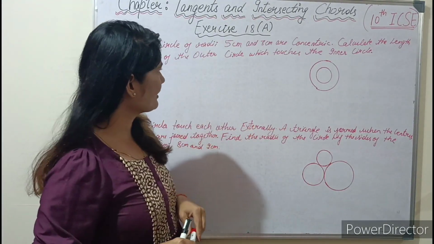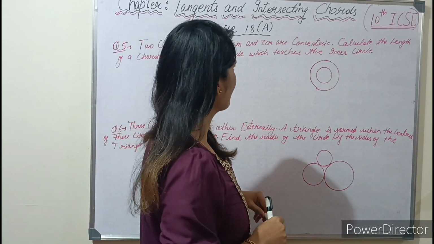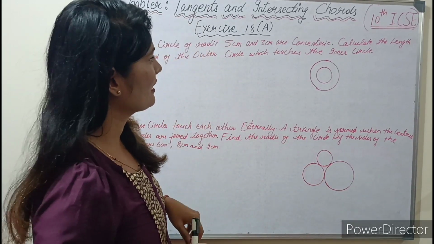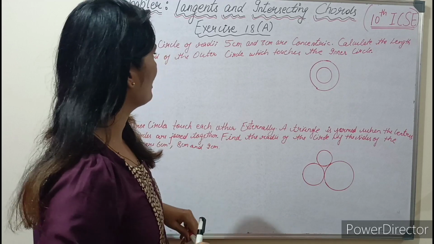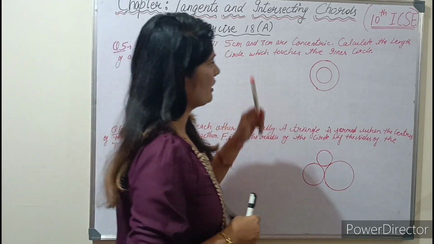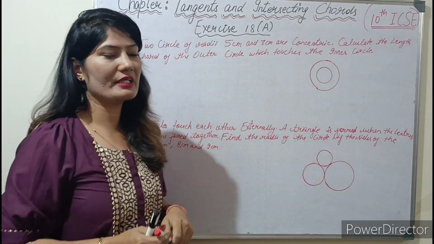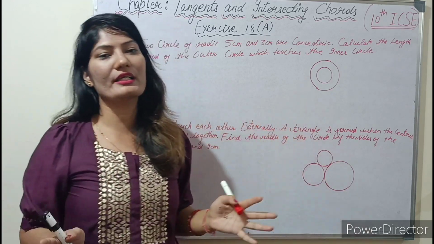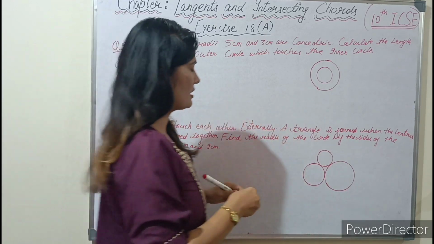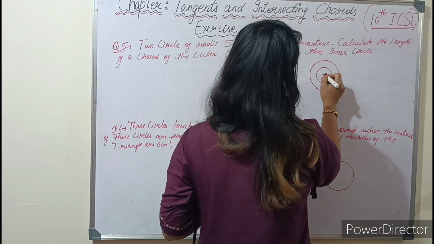Two circles of radius 5 cm and 3 cm are concentric. Calculate the length of a chord of the outer circle which touches the inner circle. So in this case, these two circles are concentric circles. So concentric circles are those circles which have the same center.